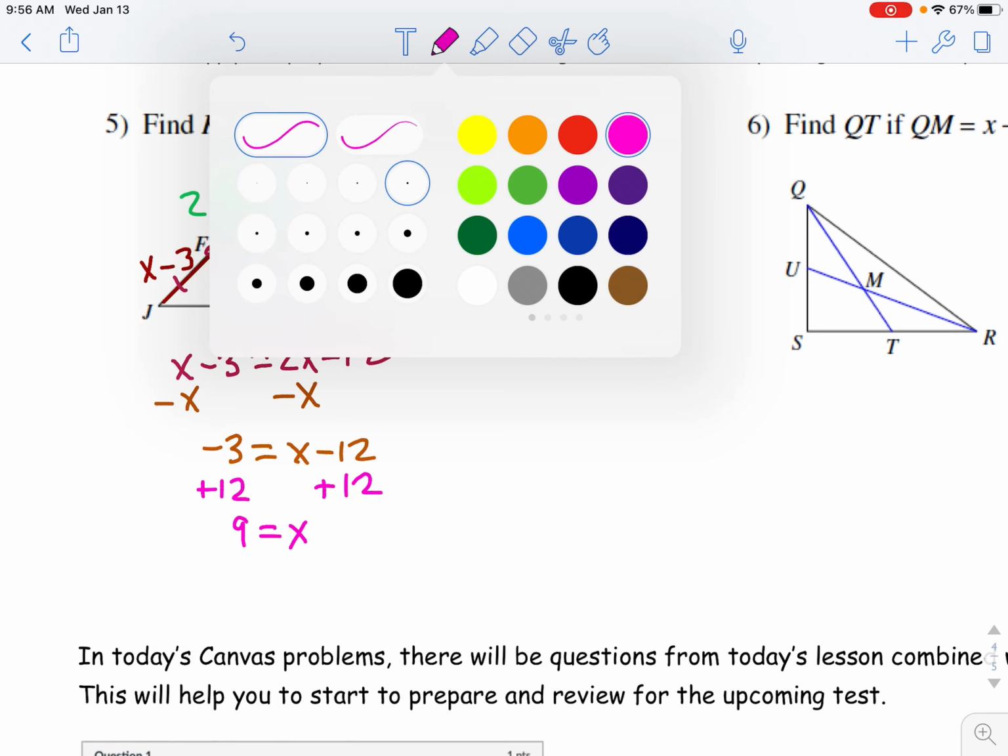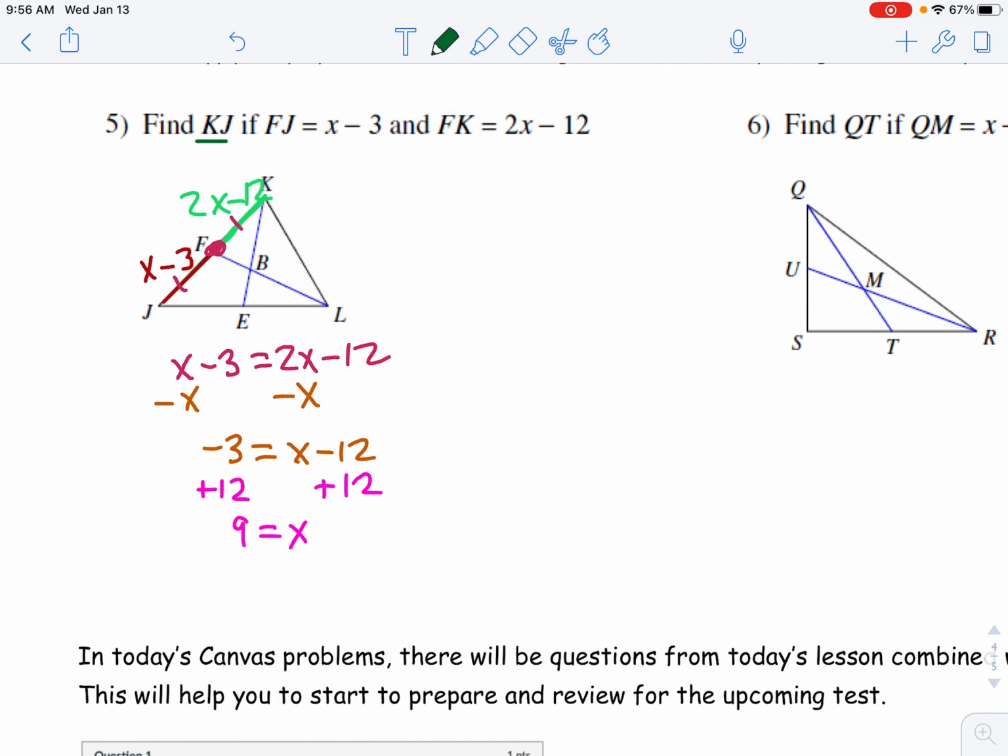Now we need to find the length. It's important to make sure we read the problem. We need to find KJ. All right, so KJ is the whole thing. Technically, I can just plug it into one half of it and multiply it by 2, and that should give me the answer. But I'm going to plug it into both sides.